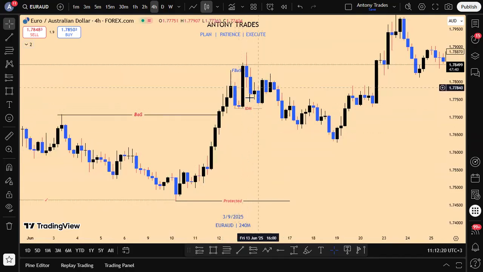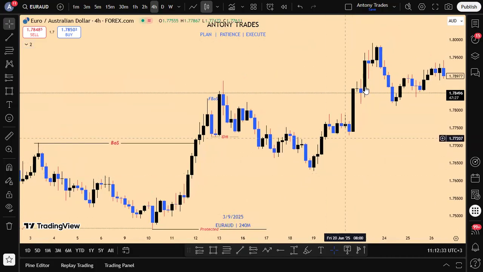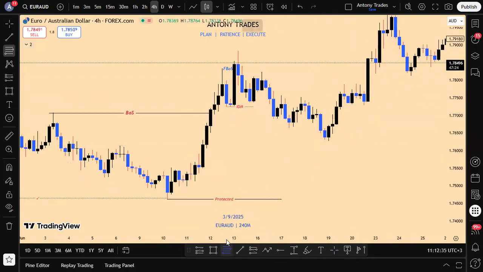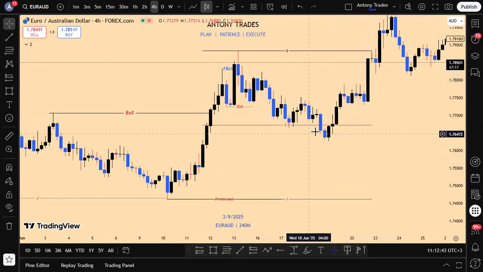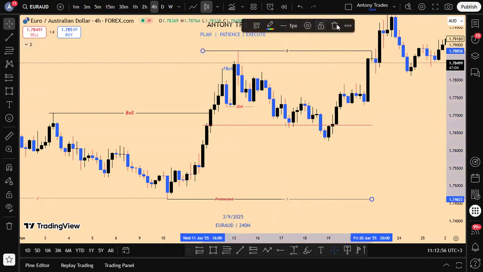As you can see, the market cleared that liquidity, then pushed to the downside, and I think reacted from this fair value gap we see here. So the market reacted from that fair value gap and then pushed to the upside. And I think it should be at the discount. Yeah, very nice. You see, that fair value gap is at the discount. So this is our swing high, this is our swing low. The market came to 50%, reacted from this fair value gap, and then pushed to the upside.